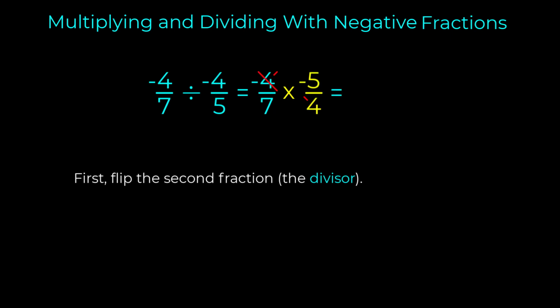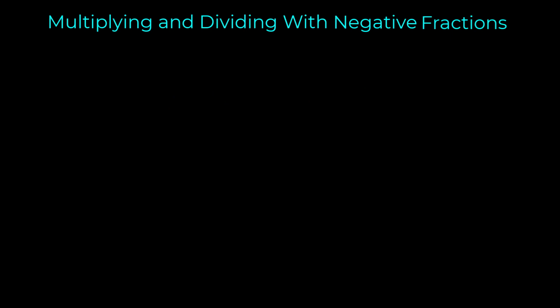We can cancel a 4 from both the numerator and denominator. We are left with 5 over 7. Since both of the fractions we multiplied are negative, the final answer is positive 5 over 7. That wasn't so bad, was it?